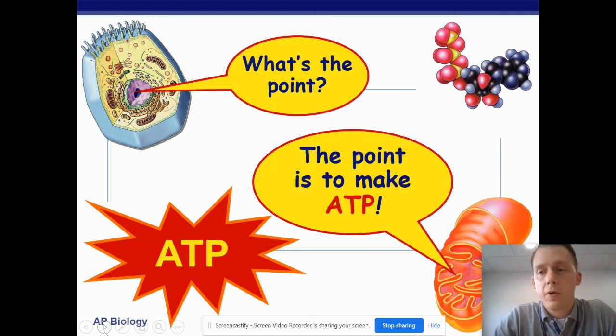So one overall theme for today and the general point of cell respiration that you should always keep in the back of your head is that the point here is to make ATP. That is what we want to do. This shows that it's the mitochondria that's doing much of the work. The mitochondria is going to be a major but not the only organelle that we talk about. And so making ATP is the overall point. We want to make lots of it. And in order to do that, we need oxygen and we need food.